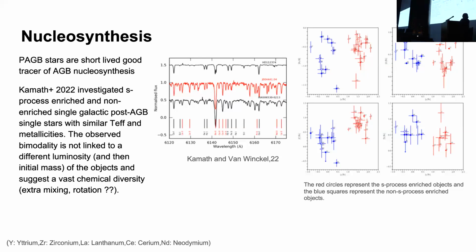The problem is that all those objects have similar effective temperature and similar metallicity. So when they used Gaia, again, Gaia was a very important player in the game, to calculate accurate distances, they saw that actually that bimodality has nothing to do with the luminosity. So maybe in the post-AGB family, there's a rich chemical diversity. That diversity can come from rotation, from extra mixing. Well, we don't know exactly yet.